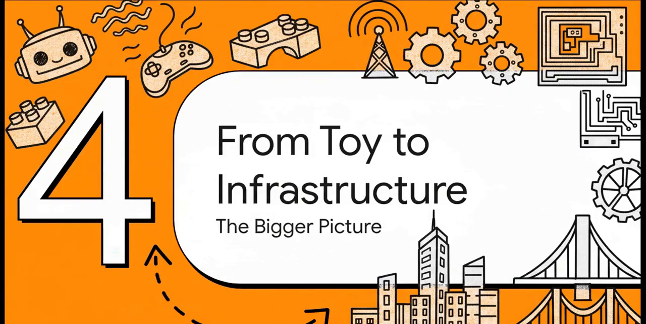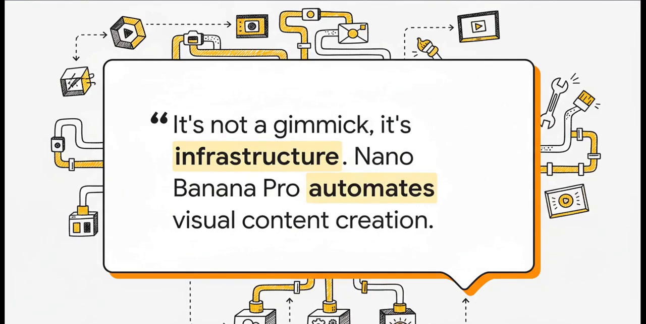Okay, let's zoom out. The shift we're really seeing here is from AI as a toy to AI as a piece of essential professional infrastructure. And for professionals, this really isn't a gimmick. It's infrastructure. Think about it. In the same way that APIs became the plumbing for automating data, tools like this are becoming the plumbing for automating visual content. It's a utility, and it's designed to plug directly into professional workflows.